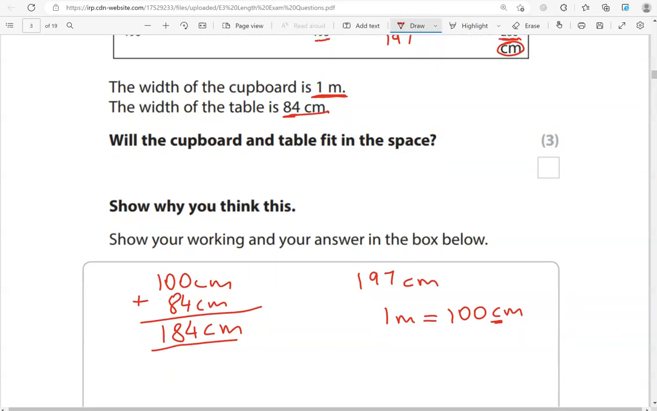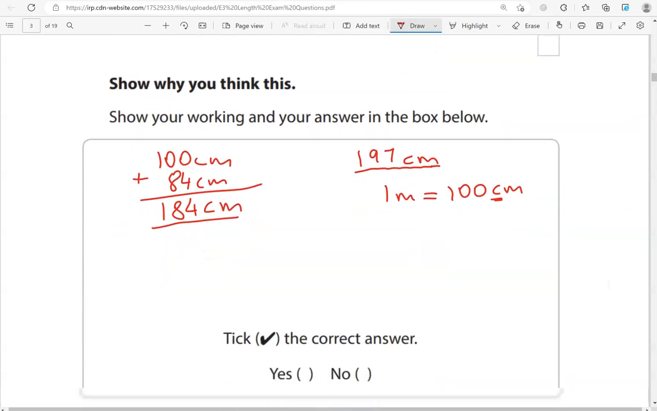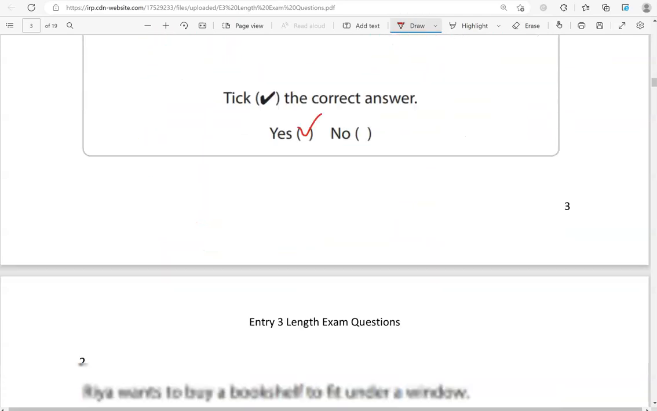Is that below or smaller than 197 centimeters? Yes, it is. So they will fit in there. That's why we tick yes.